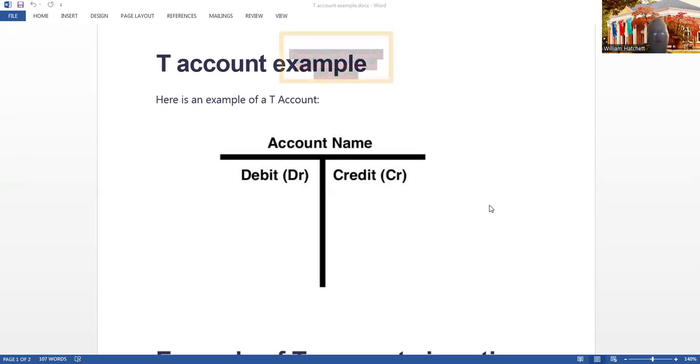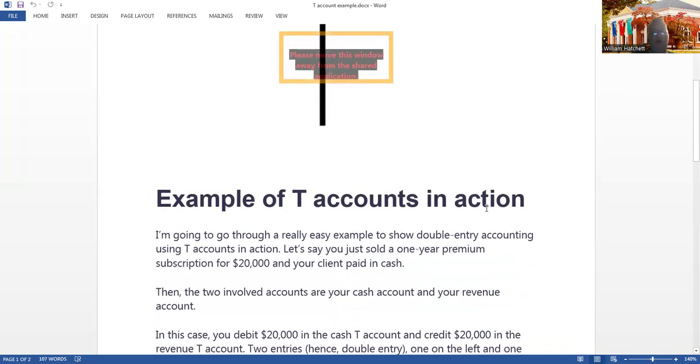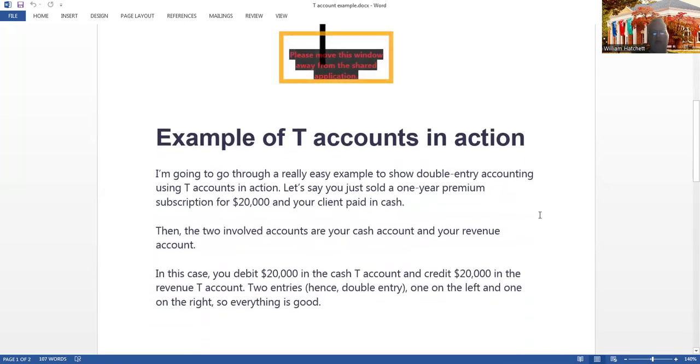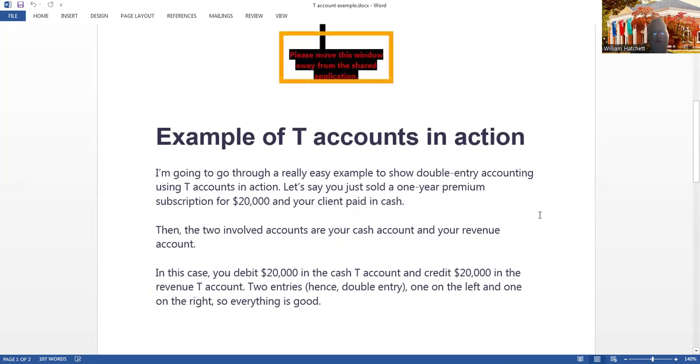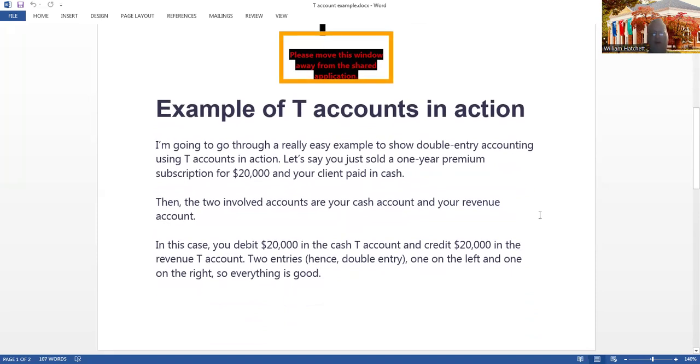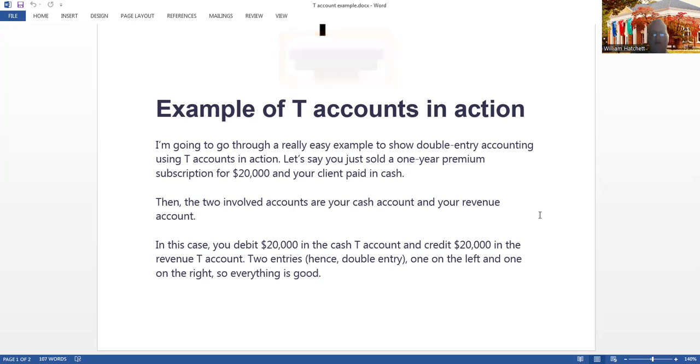Now I'm going to scroll down and show you an example of a T account being used. So you already should know or have read that accounting is a double entry system. So you always have two entries per transaction. So let's just assume, just a general example, that you have $20,000 that you sold a 1-year premium for a subscription, and your client that you sold it to paid cash. Okay, so there's going to be, again, double entry.